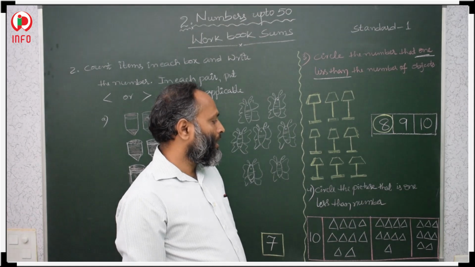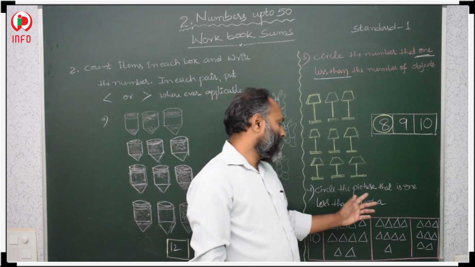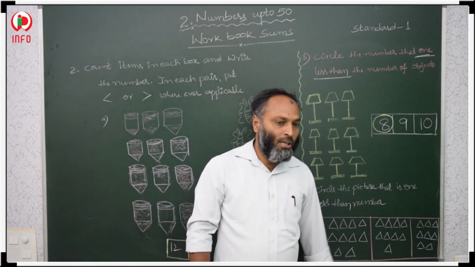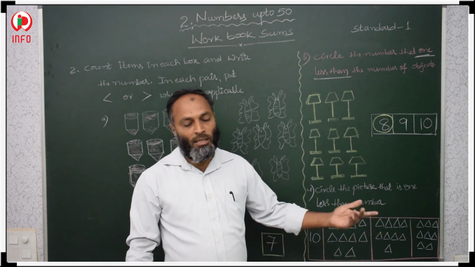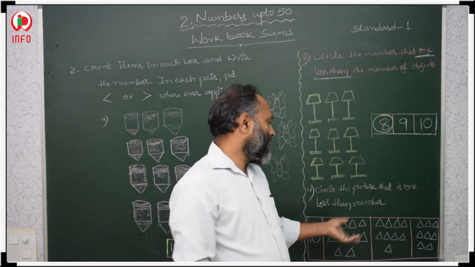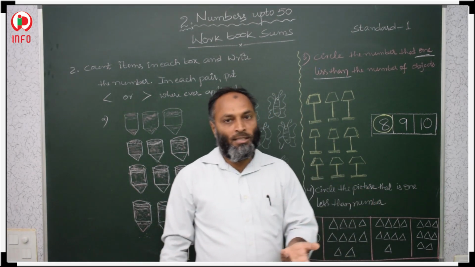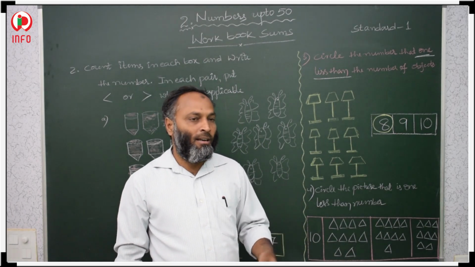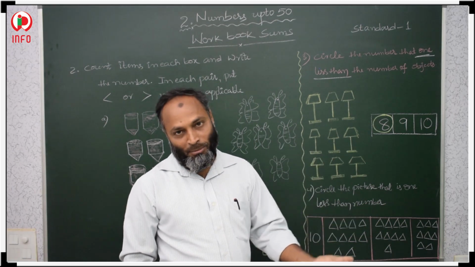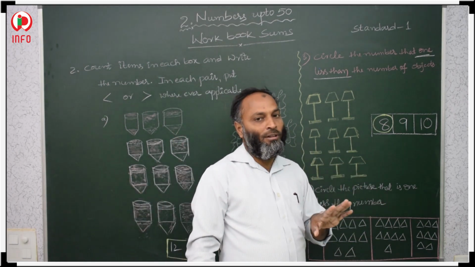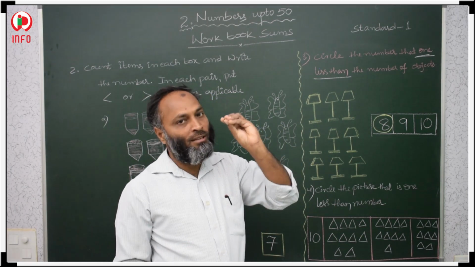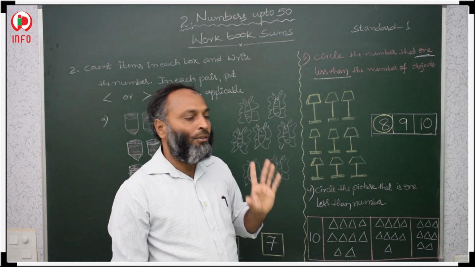Okay. Now, fourth question. Circle the picture that is one less than the number. Here I took some triangles, but in the textbook cucumbers and other pictures were given. It doesn't mean we have to follow whatever is there. If circle is there, circle. If triangle is there, triangle. If teddy bear is there, teddy bear. If apple is there, apple. If lamp is given, lamp. So that we have to count. Whatever the object is, we have to focus on the object.